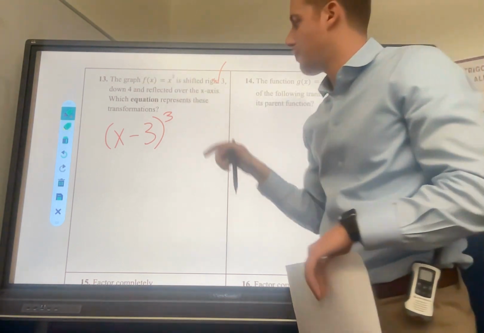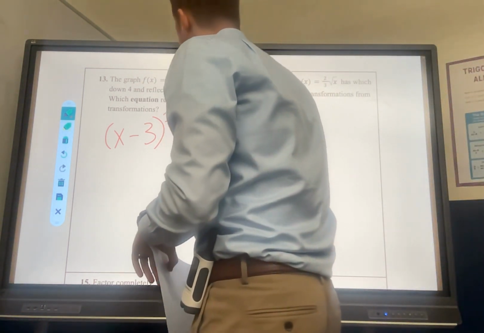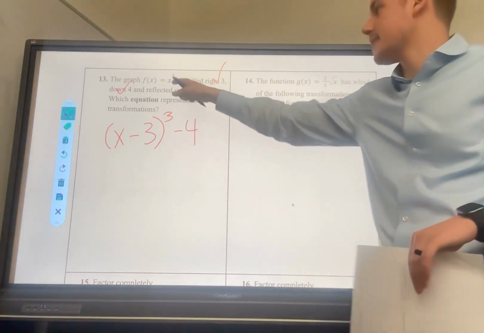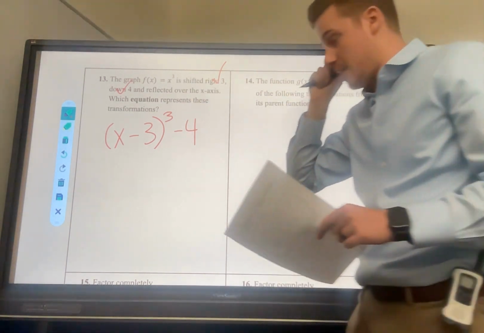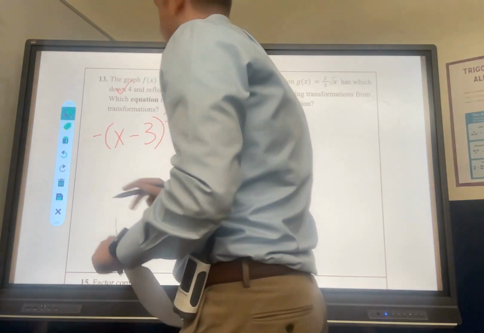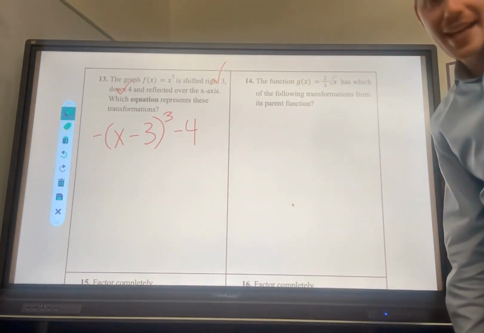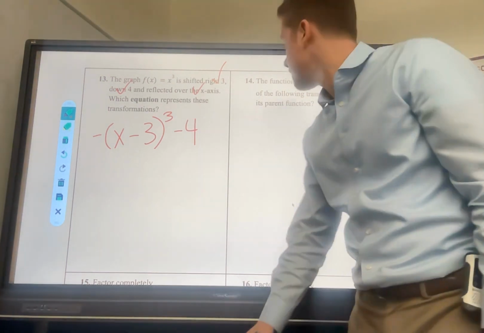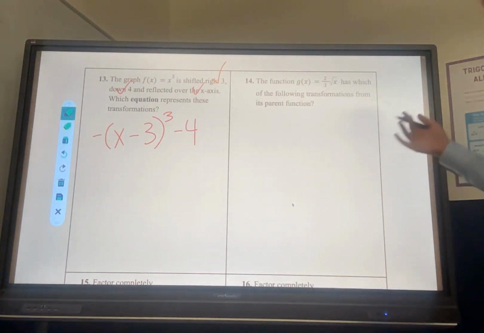Then it says down 4. Well, to do that, I'll go minus 4. Okay, I've taken care of the down now. And then it says reflected over the x-axis. Okay, that means I need to add a negative to our function. So I'll go ahead and add a negative up front. That will reflect over the x-axis, and we are done here. Let's move on to question 14.